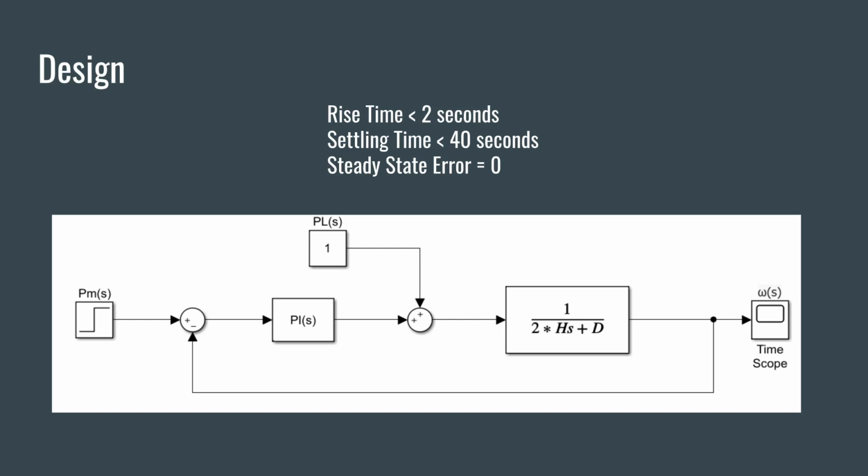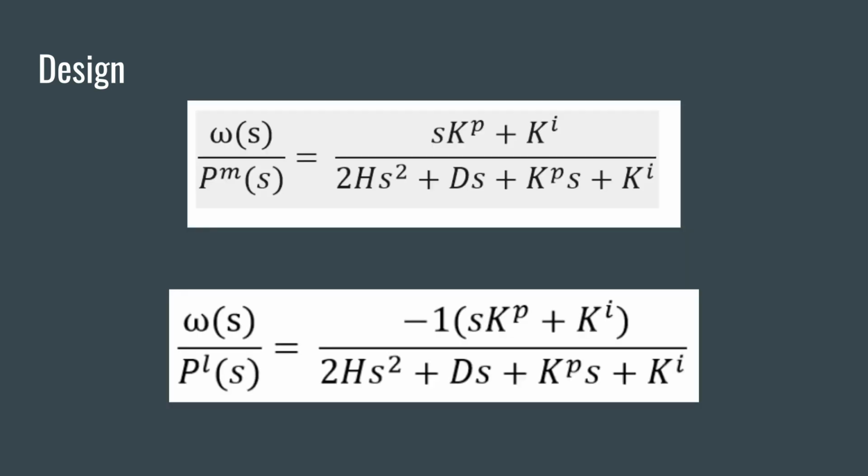It is also preferred that the steady-state error and rise time are as small as possible, with the hope that the steady-state error is exactly 0. To achieve this, a PI controller was used, which ensures that the steady-state error is minimized. The value of Kp for our PI controller is 0.539, and the value of Ki is 1. The closed-loop transfer functions are shown here. One of these is related to the mechanical generator power PM, and the other is related to the disturbance from the loads PL.